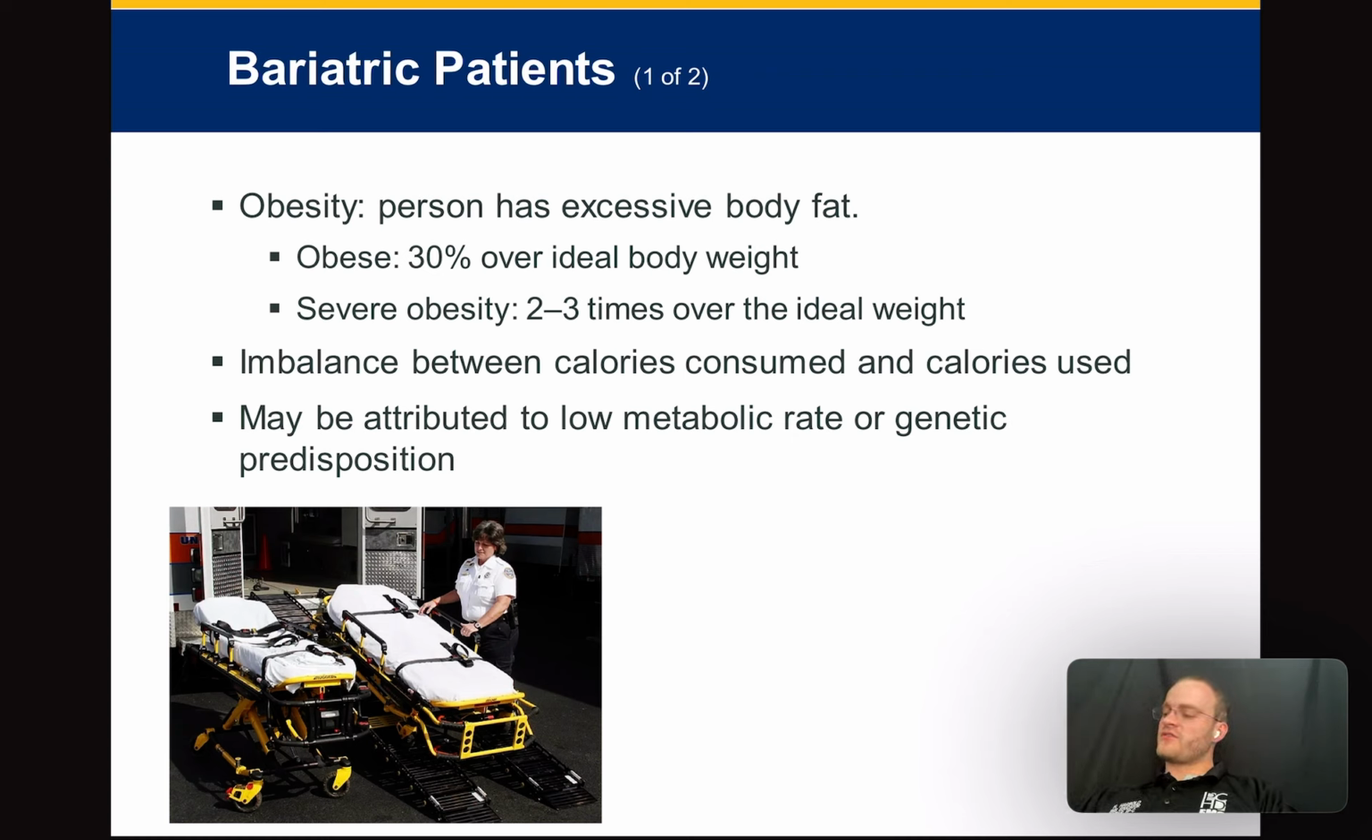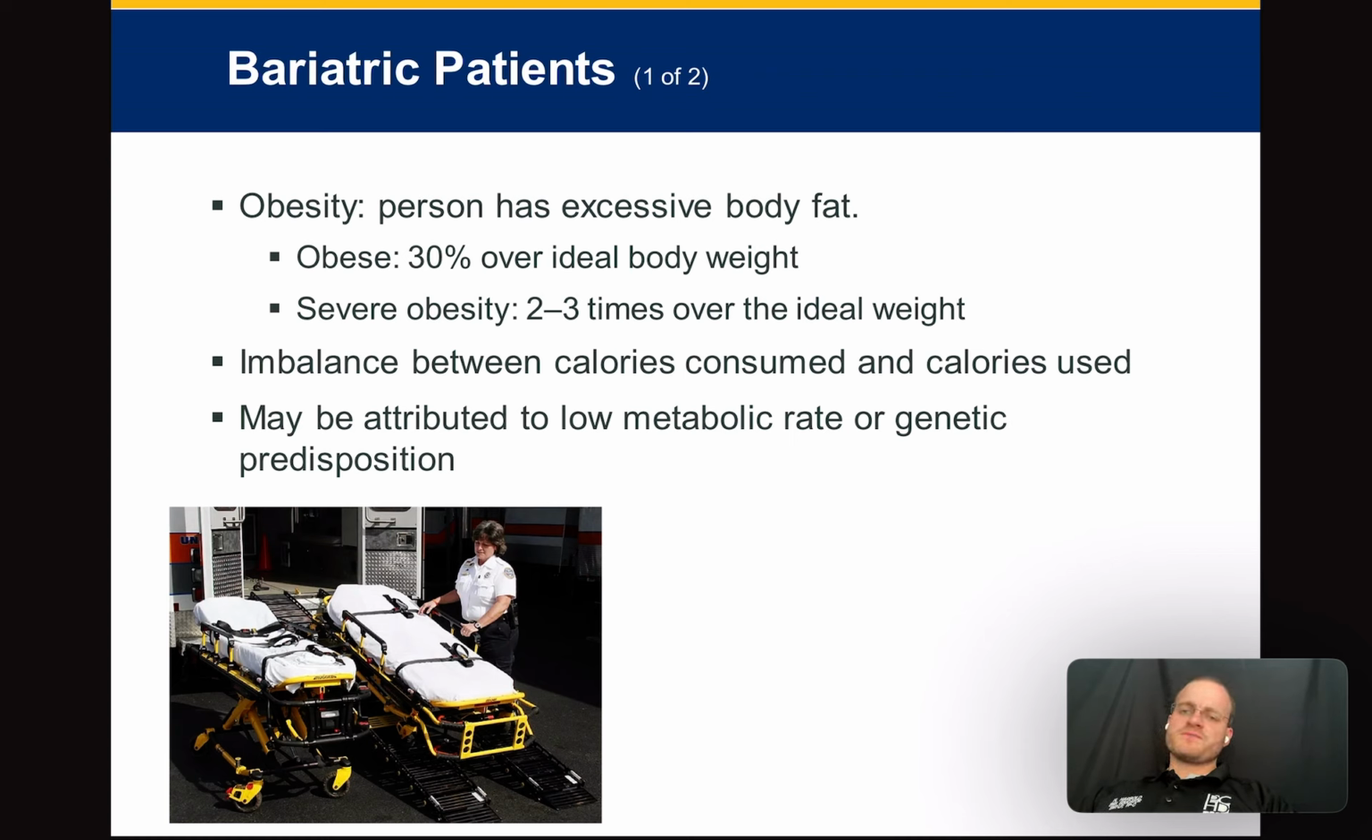Fun fact, where I live right now in McAllen is the most obese city in the United States. And so this is endemic, right? This is a huge issue in America, really in the Western world, with the way we eat. Someone's obese if their BMI is above 30, technically. So 30% over ideal body weight. But severe obesity is 2 to 3 times over the ideal weight. So it's like a BMI above 40. And I think maybe 35 is morbid obesity.